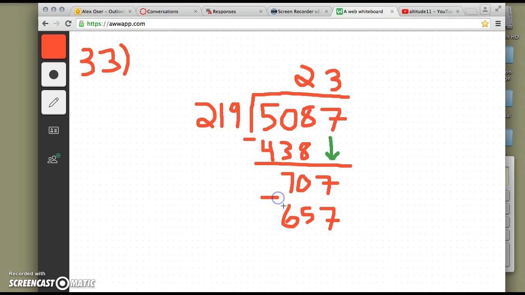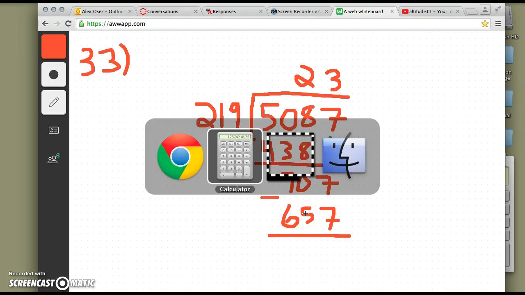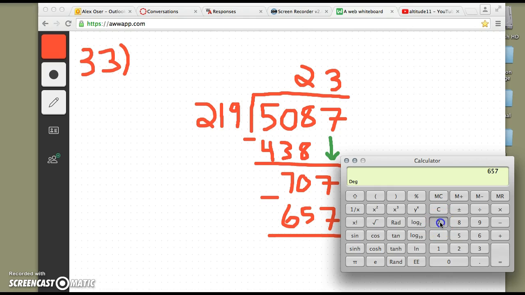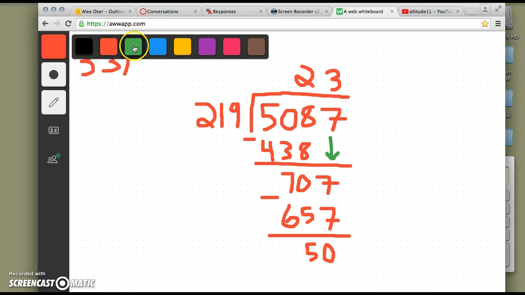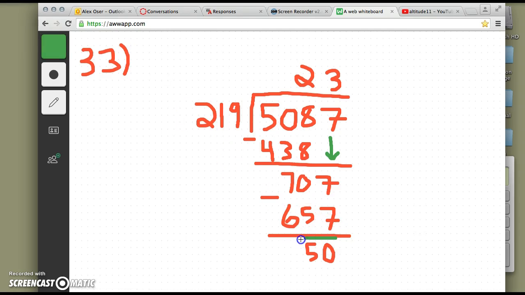And once again, we subtract to see what we get. So we have 707 minus 657, and this is equal to 50. All right, so notice we don't have any more numbers to bring down here. What this means is that what we are left over with here, this is what we consider to be our remainder. So this is going to be part of our final answer.